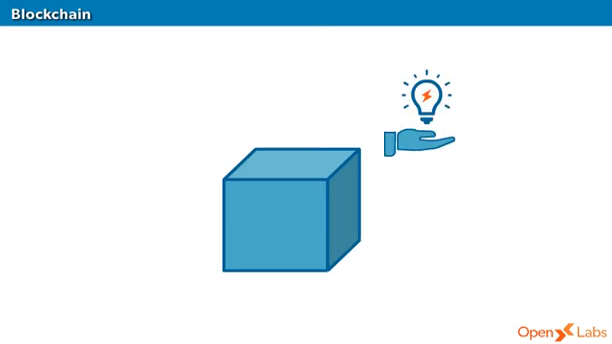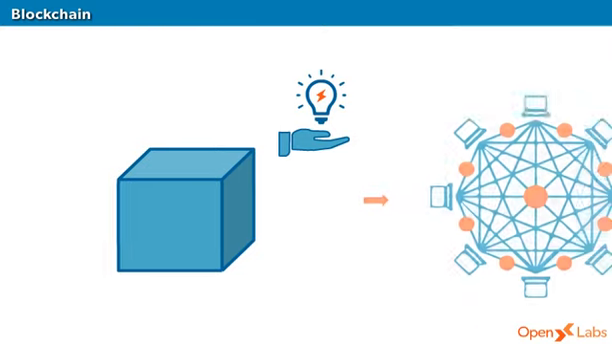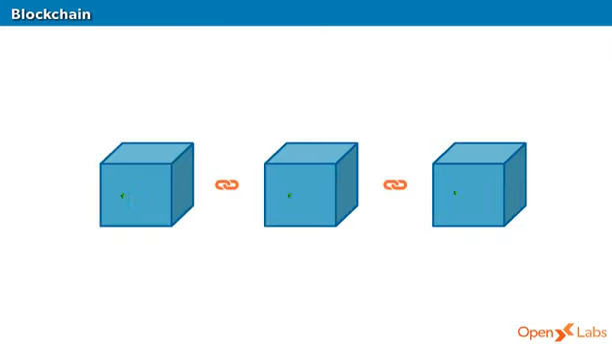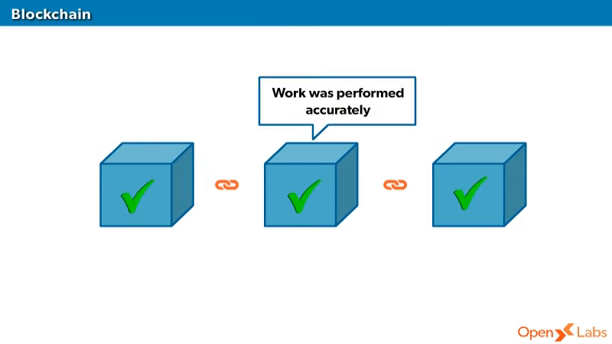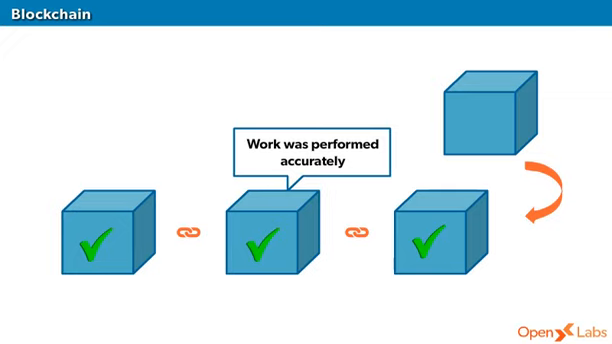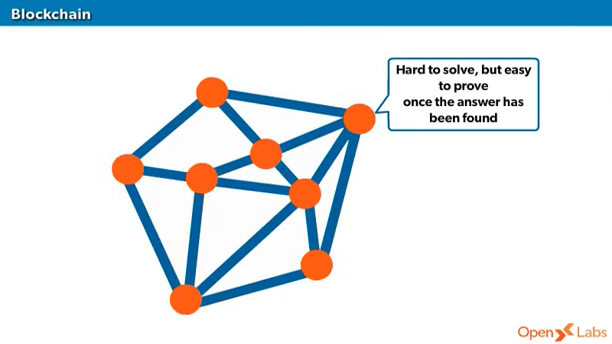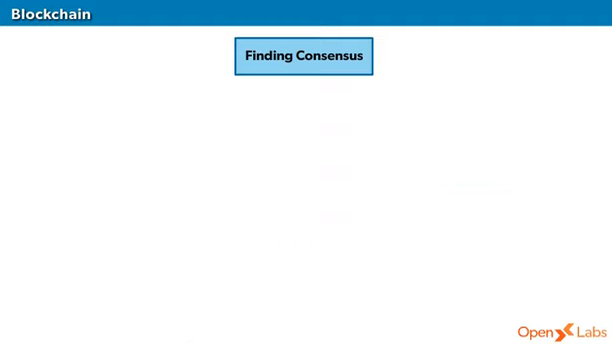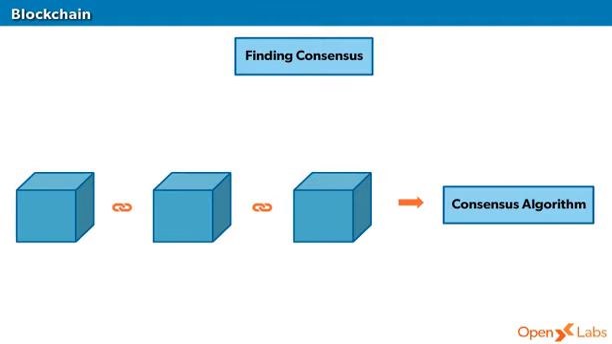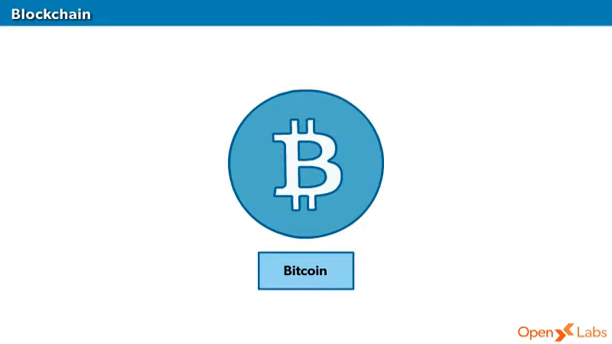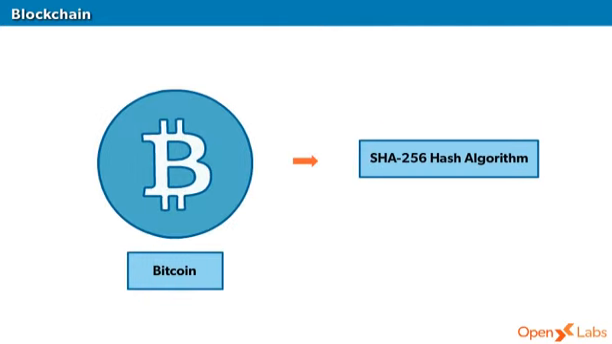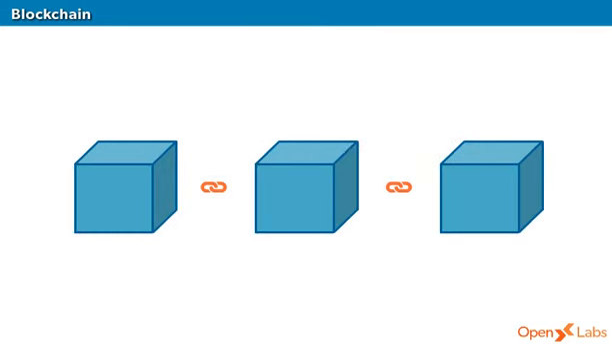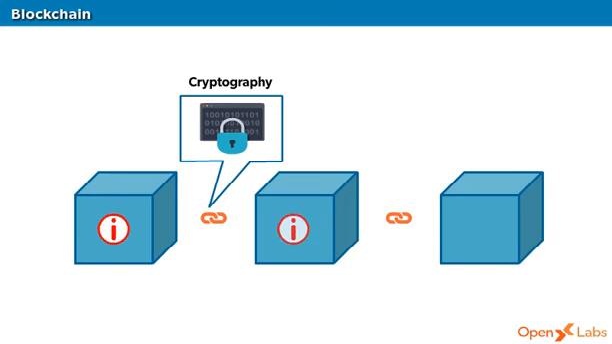Only once they find a solution can they broadcast their solution to the network, and if all nodes agree that the work was performed accurately, the block gets added. It should be noted that this algorithm is hard to solve, but easy to prove once the answer has been found. This is known as finding consensus, and each blockchain has a consensus algorithm. In the case of Bitcoin, this would be the SHA-256 hash algorithm.